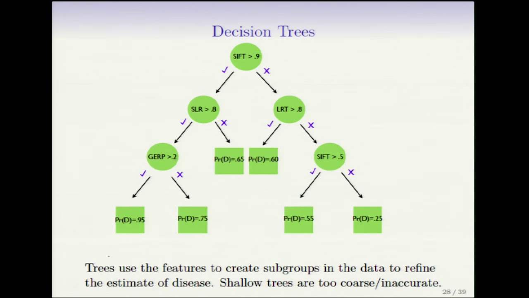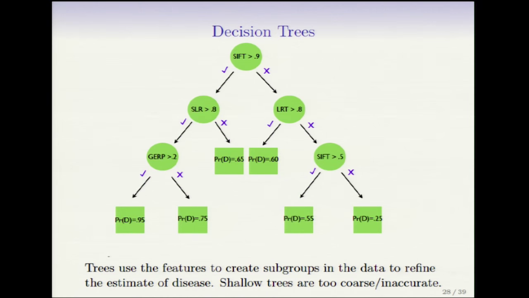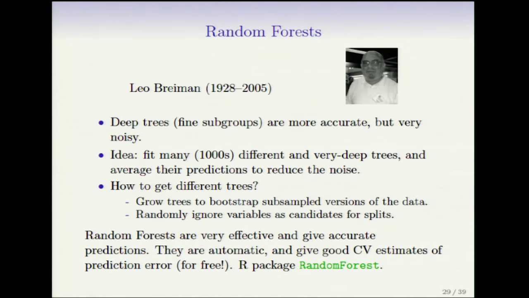But unfortunately, shallow trees are too coarse and inaccurate, and so we need to do something better, and random forest is one thing you can use. These were introduced by another hero of ours in statistics, Leo Breiman, who passed away in 2005. And the idea here is that shallow trees are too coarse and inaccurate, so build much deeper trees. In other words, build a much bushier tree. And so you can really zone in on the important subregions and make a better decision.